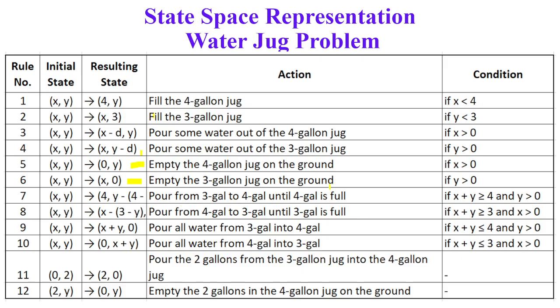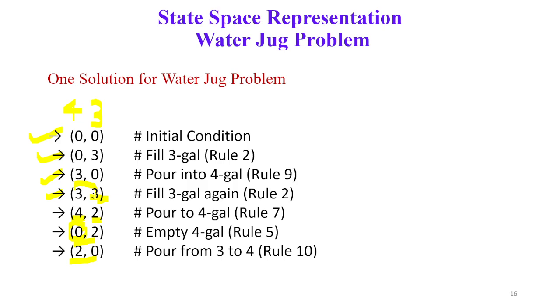Pouring water between the 3 gallon and 4 gallon jugs, vice versa, this is the state. Pour all water from the 3 gallon to the 4 gallon jug, this is the state. Pour all water from the 4 gallon to the 3 gallon jug, this is the state. Pour 2 gallons from the 3 gallon jug into the 4 gallon jug, this is the state, and this is emptying the 2 gallons into the 4 gallon jug. Okay, so these are the rules that can be used to achieve this solution. Like this, you can try and frame multiple solutions.